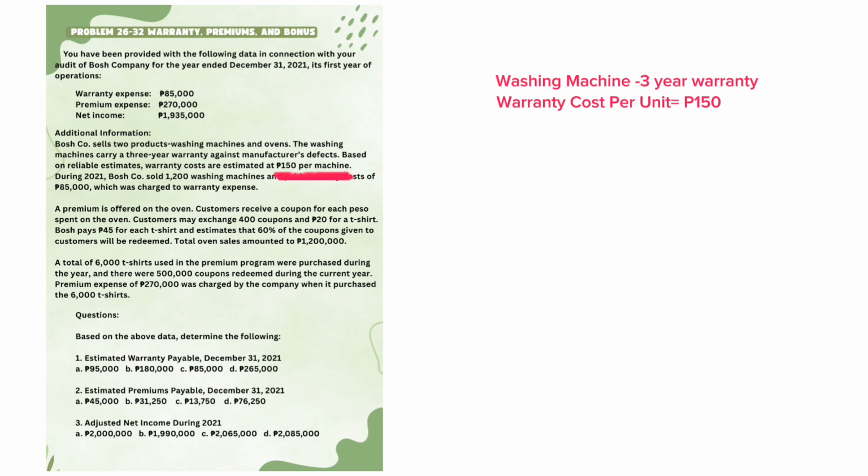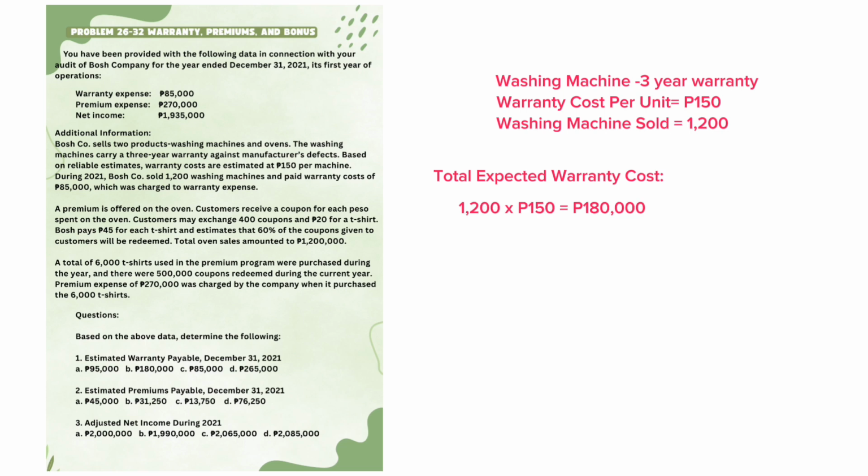And they sold 1,200 machines. So to get the total expected warranty, we need to multiply the 1,200 machines that were sold by the 150 pesos cost per unit. So we get the total expected warranty cost of 180 pesos. However, the company only recorded 85 pesos as the warranty expense. So this means that they still have a liability for the future claims.